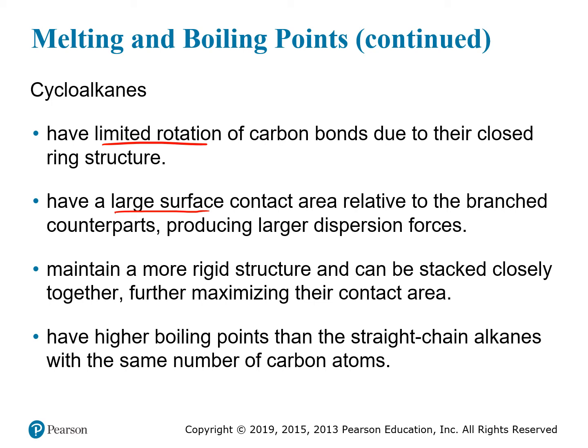Whereas the branched counterparts are compacted into more of a spherical shape, cycloalkanes are compacted into an almost plate-like shape, a flat plate. This gives them more surface area for the dispersion forces to act, and it also allows them to stack more closely together, which, combined with their rigidity and their limited rotation, makes them stick together pretty well. In fact, the cycloalkanes have higher boiling points even than the straight chain alkanes with the same number of carbon atoms.